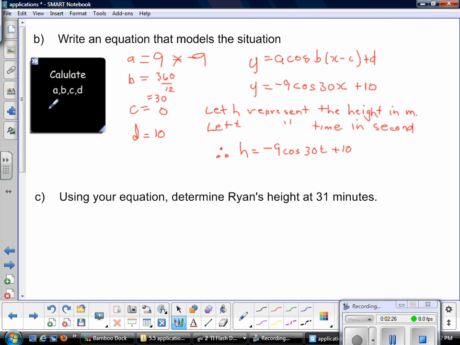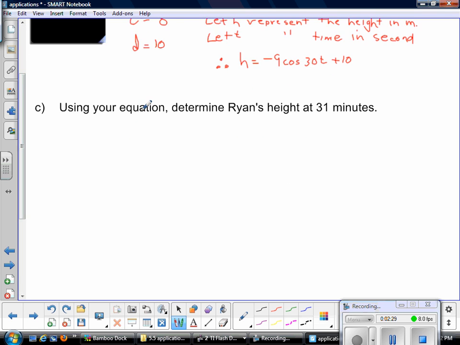And just like I told you at the very beginning when we started this, we're going to use our equation to determine Brian's height at 31 minutes. That is, of course, if he stays on that long, because going around every 12 seconds, he's going pretty fast, and it has a diameter of 18 meters. So we're looking at quite the Ferris wheel here. This is our t, but in our formula, t is in seconds. So the first thing I need to do is convert my time into seconds. We need to multiply this 31 minutes by 60.